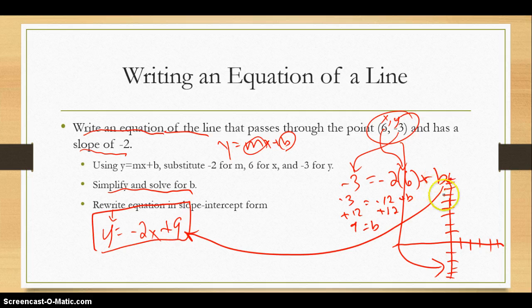So I know if I went down 2 over 1, down 2 over 1, and continued down 2 over 1 each time, six times in all, this point right here, 1, 2, 3, 4, 5, 6, we know that this is (6, -3), which is the point that was given to me.